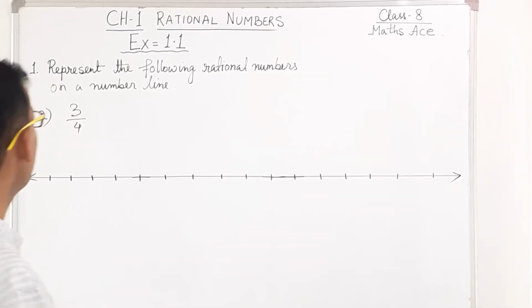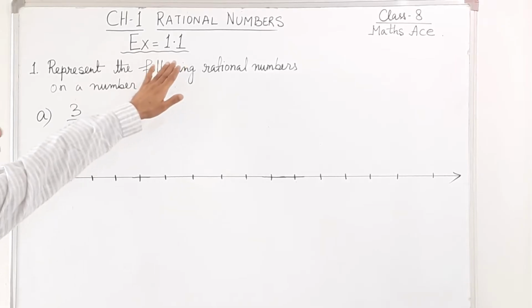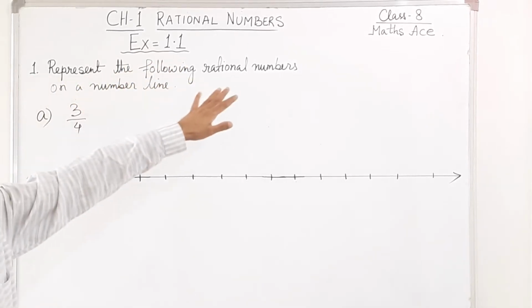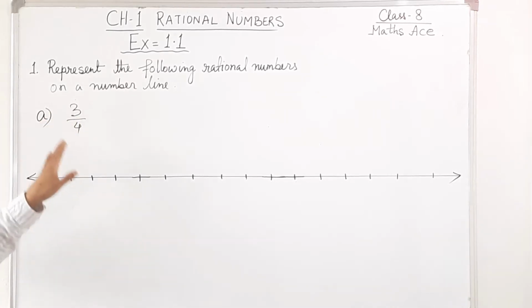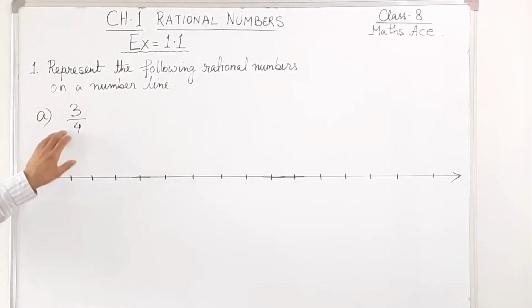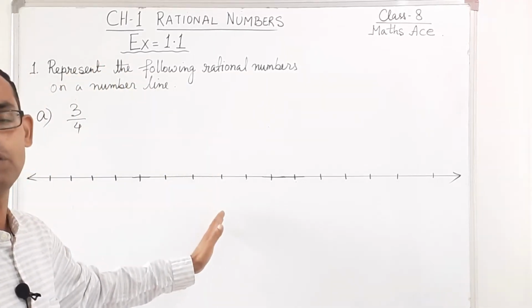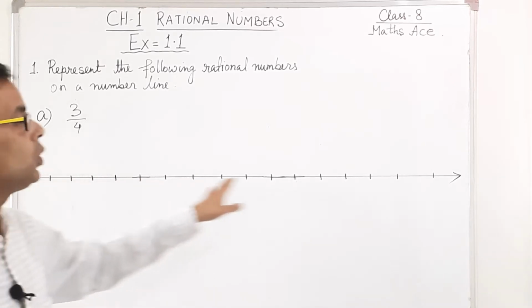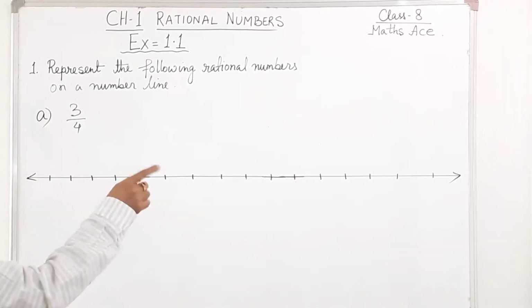Now, class 8 students, we are going to solve exercise 1.1. Question number 1. Represent the following rational numbers on a number line. Question number A, 3 by 4. So this is a rational number, and I have to draw it on a number line. That is why I have drawn one number line with the help of a scale. You can also draw it and then put arrow marks.